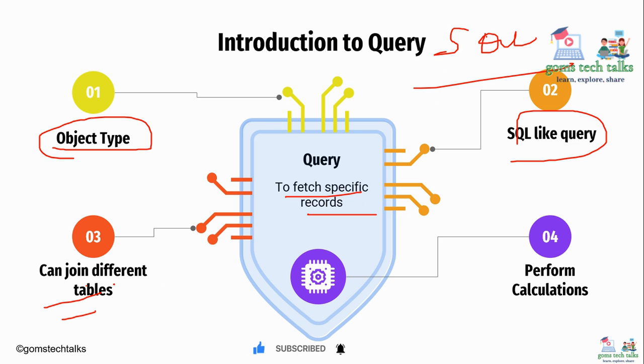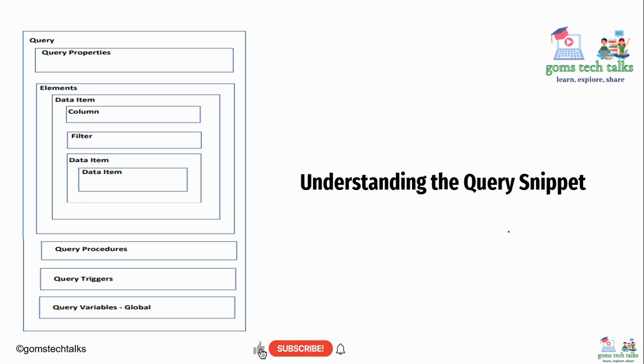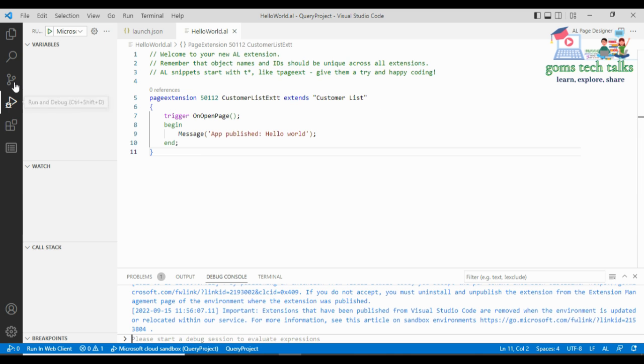So you can join different tables and you can perform calculations. You can find the maximum of the sales, the minimum of the sales, the maximum profit, which customer gave you the maximum profit, or which salesperson is performing better, the highest performance, like that. All these things can be done with calculations. This is the structure of the query snippet. Here you can see this is a query, and we are going to create a simple query.